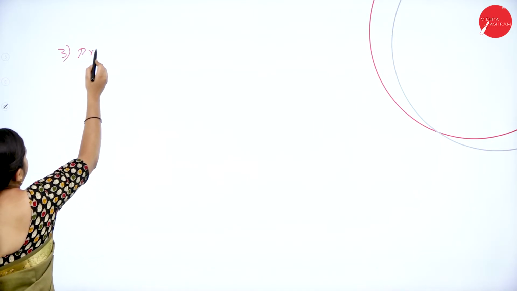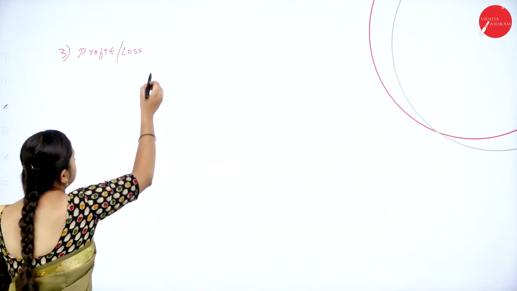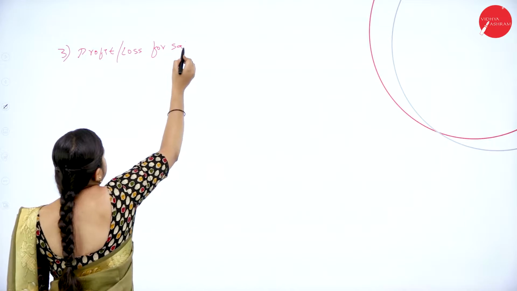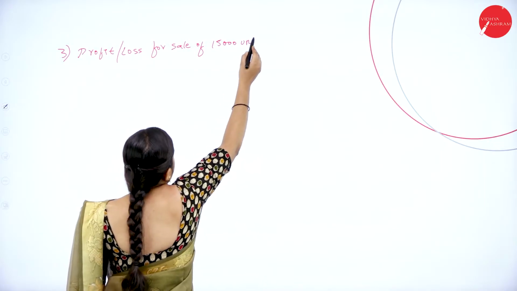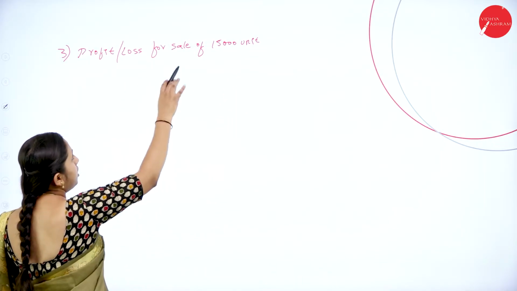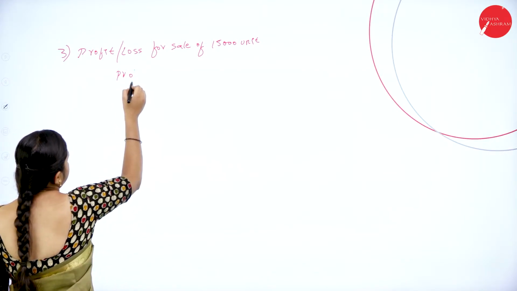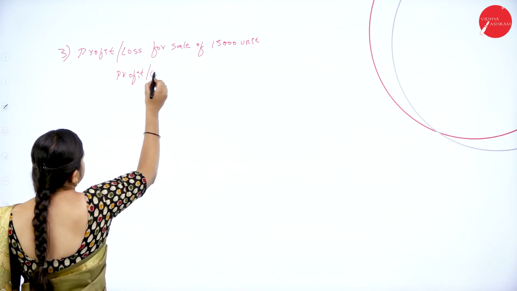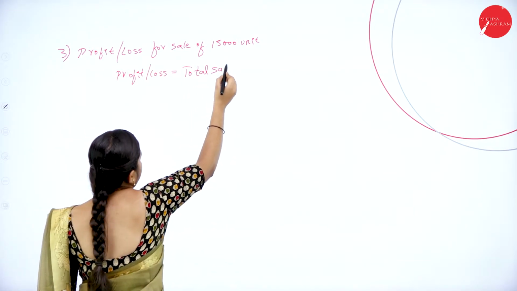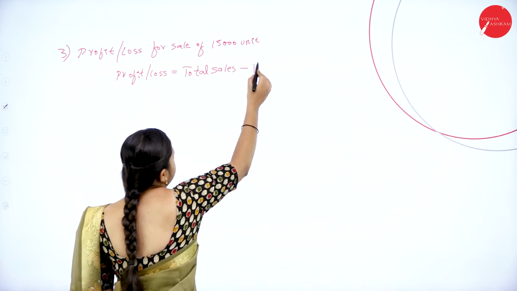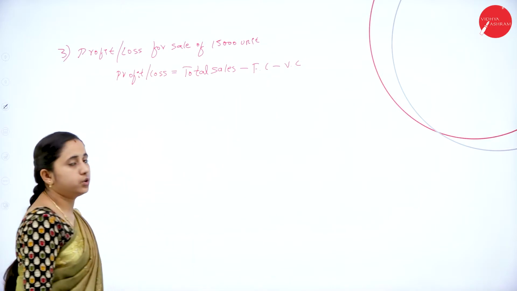Third one, profit or loss for sale of 15,000 units. Formula is profit or loss is equal to total sales. From the total sales, deduct fixed cost and variable cost. Total fixed cost and total variable cost.